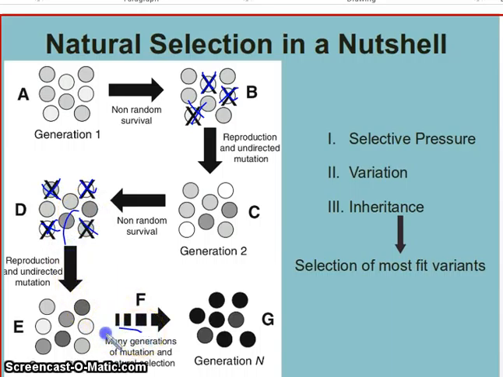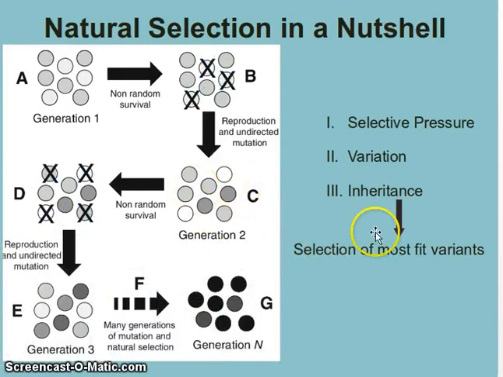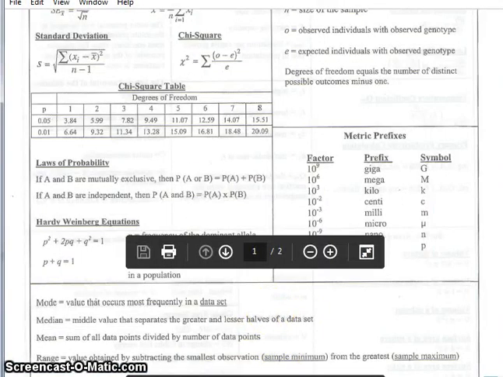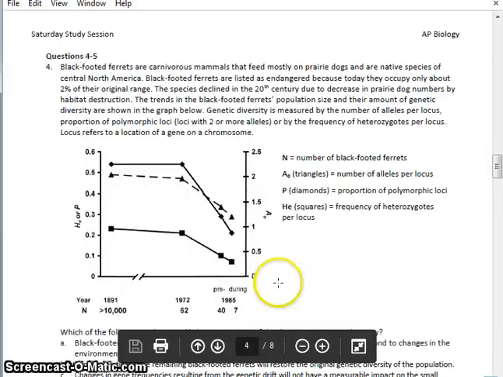If this happens after a few generations, eventually the genes that are being selected for are going to be passed on. So that's, again, nature is choosing. Let's keep going and look at our next one. I go back here. Number 4.